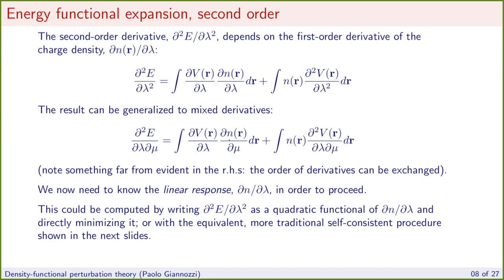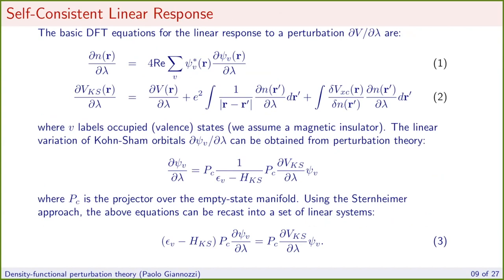There are two ways to do that. One way is to write explicitly the second order derivative of the energy as a quadratic functional of the linear response. This is actually done and used in one of the little used codes of Quantum ESPRESSO, and minimize this functional. This will yield the linear response. Otherwise, one can solve the self-consistent procedure that uses perturbation theory, and it has, let's say, a more traditional aspect.